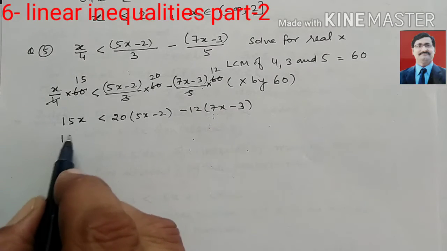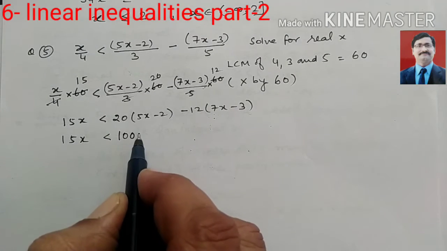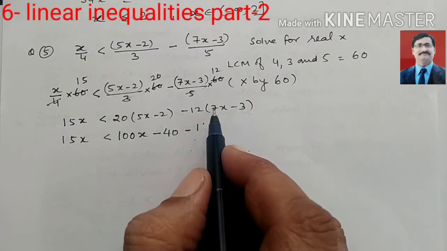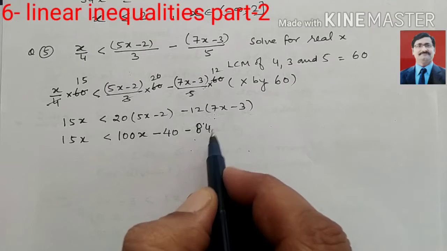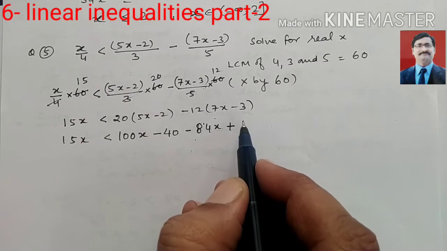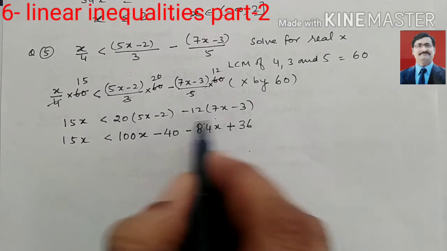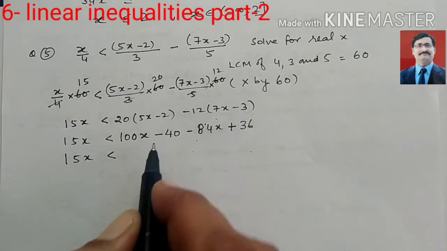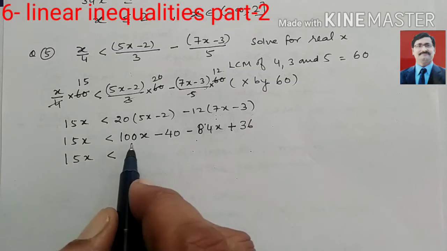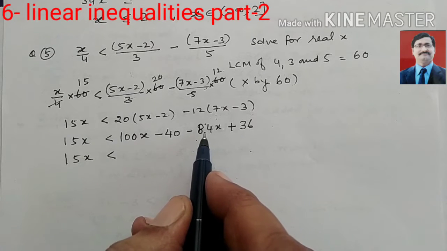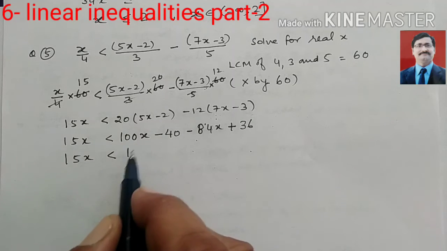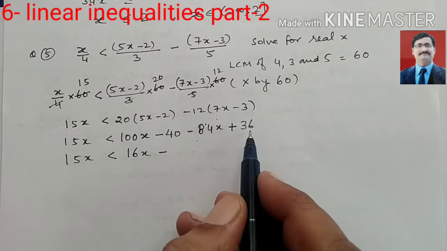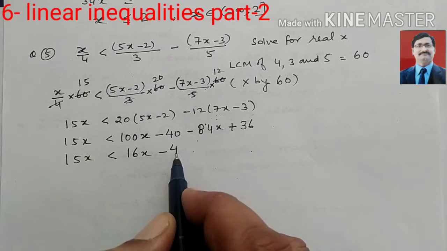We will open the brackets: 100x minus 40 minus 84x plus 36, since 12 times 7 is 84, minus times minus is plus, and 12 times 3 is 36. Now first of all, we add the like terms. Here we get 100x minus 84x will be 16x, and minus 40 plus 36 will be minus 4.